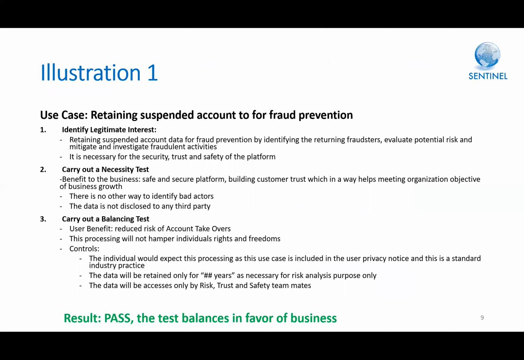Now, let's look at some examples of LIAs where business wants to rely on legitimate interest. In this first example, business wants to retain suspended account data which is associated with fraudulent users for fraud prevention. In this case, it is in the legitimate interest of the business to retain this data, to identify returning fraudsters and block them in future to keep the platform safe and secure.